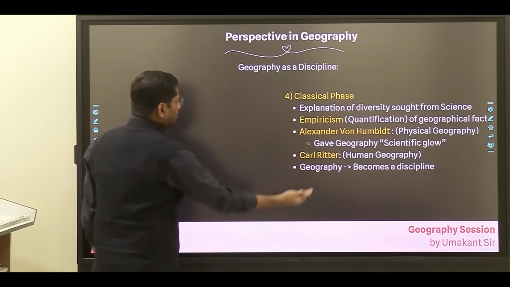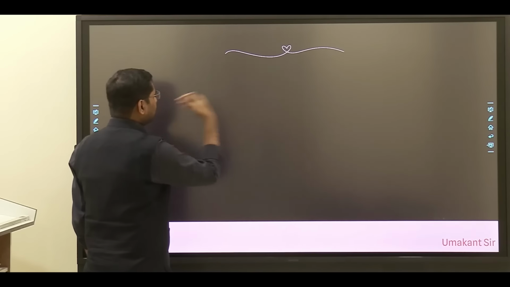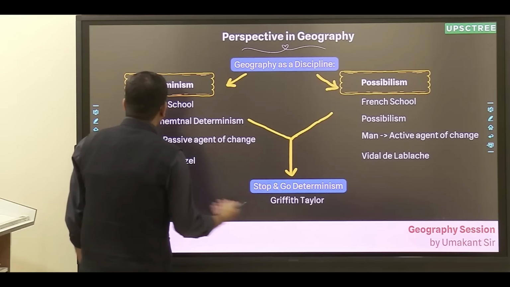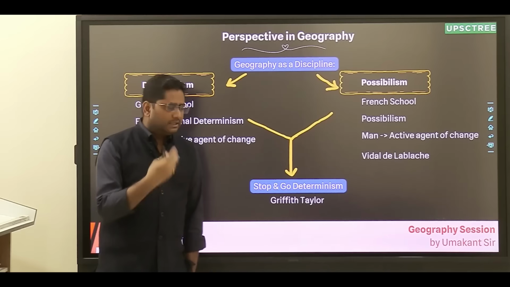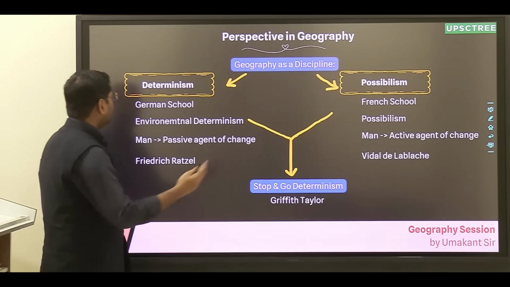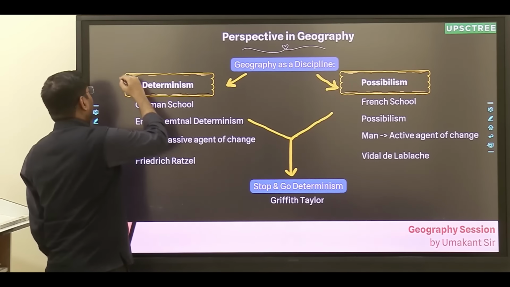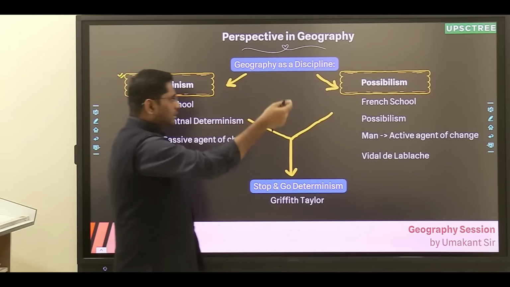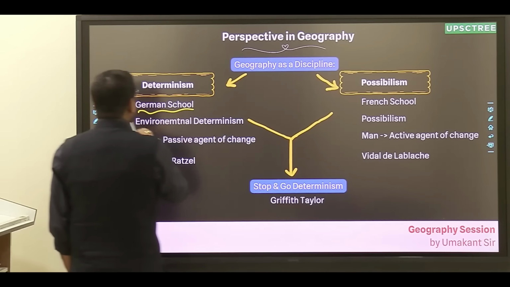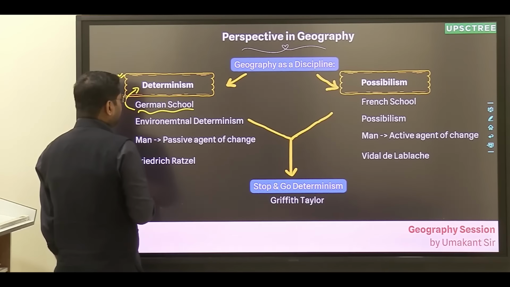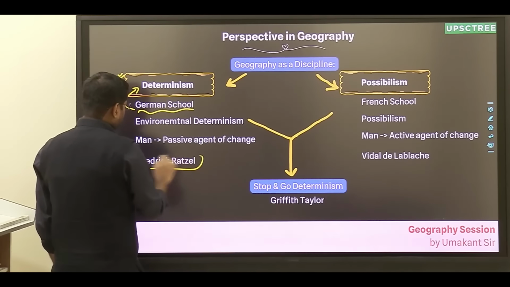This is the introduction to geography. If you look at the syllabus, we'll start from areal differentiation, but I am discussing prior to that so that you have a strong understanding of things. Then we can go ahead and discuss areal differentiation. Now, in geography there are two major schools of thought: determinism and possibilism. As I told you, the German school, the majority of German geographers were determinists. Example, Friedrich Ratzel.